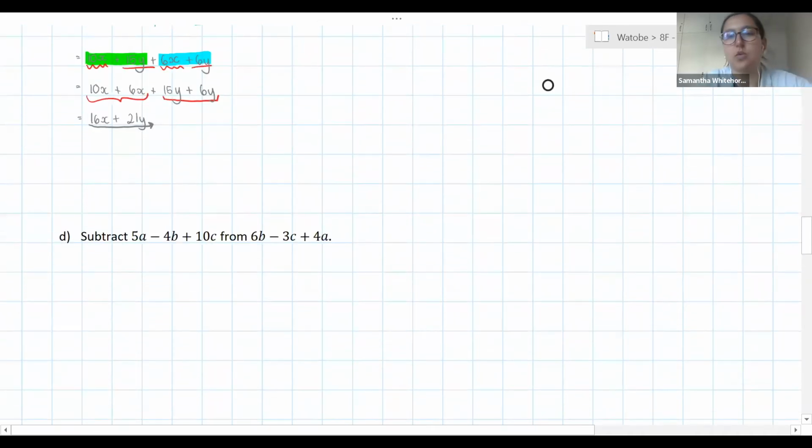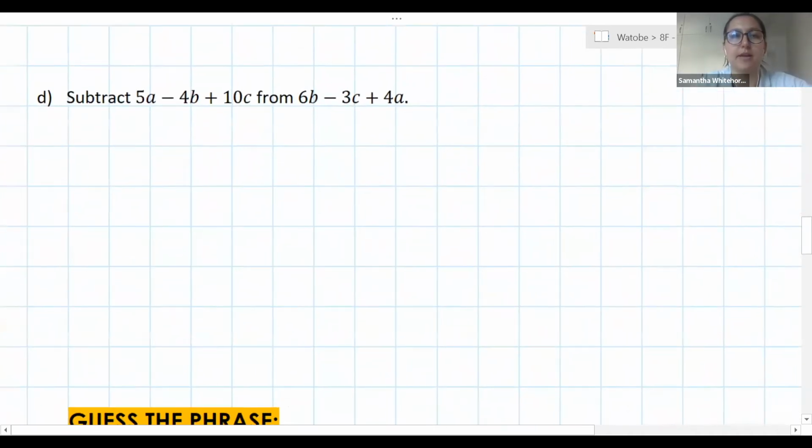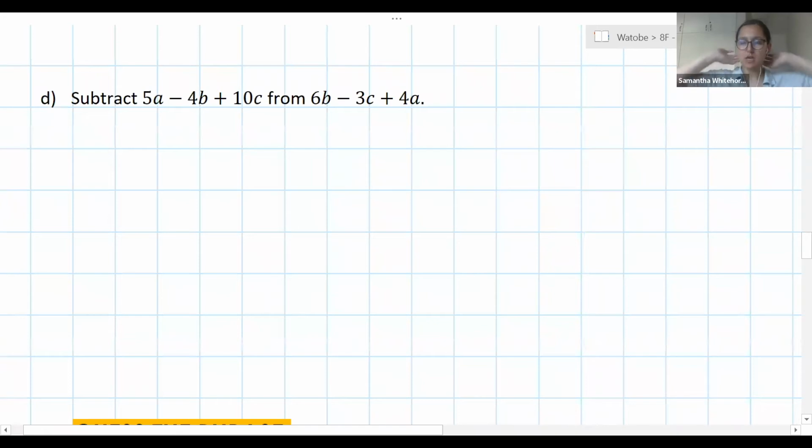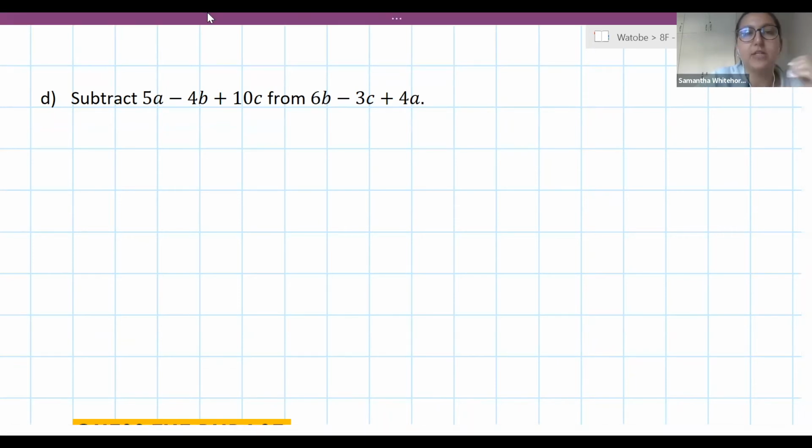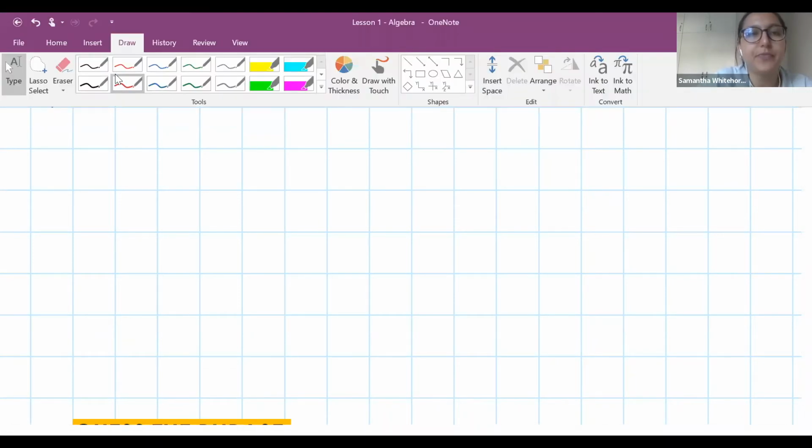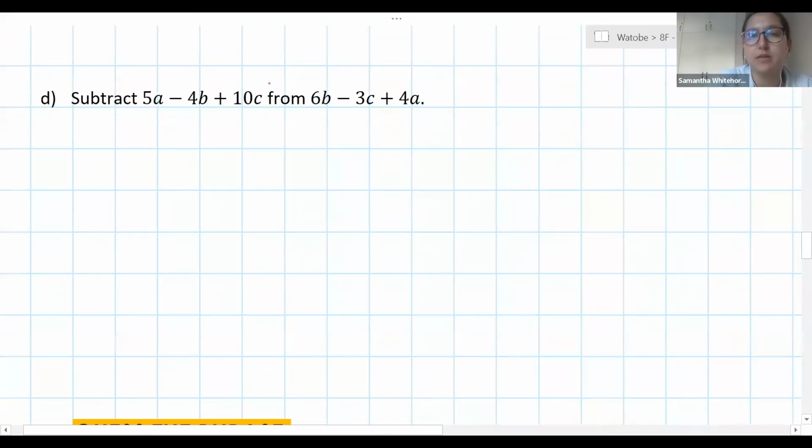Right. So one more, and then we're going to take a little break. Now, this one is a little bit different because I don't want to say it's a word sum, but it's sort of like words describing some sort of expression. So this question is saying to us, subtract 5a minus 4b plus 10c from 6b minus 3c plus 4a.